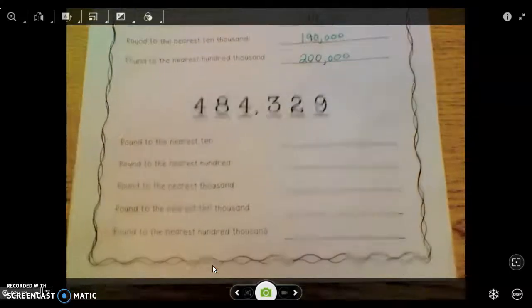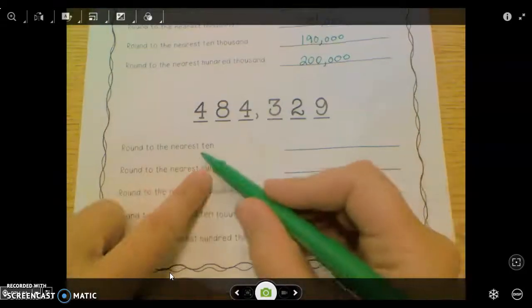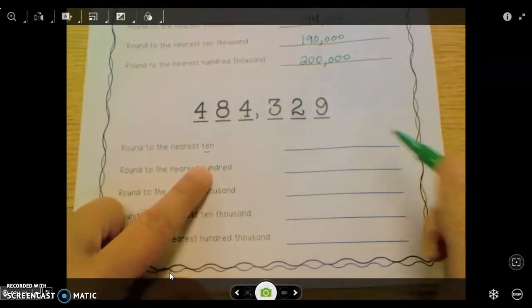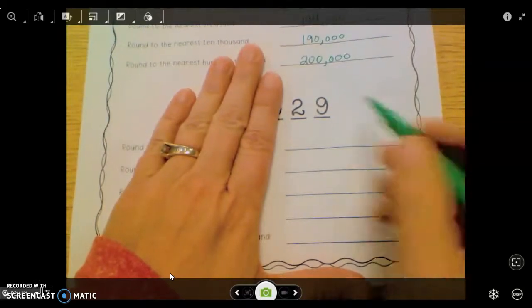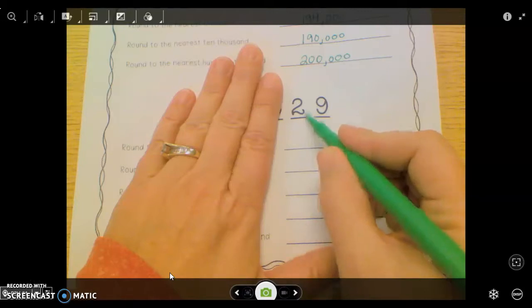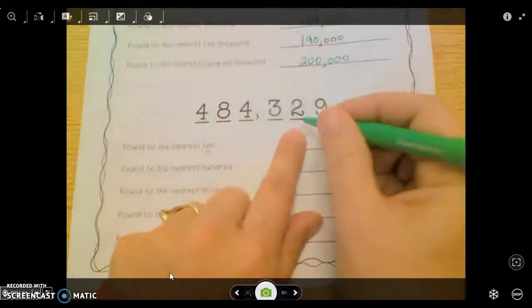Okay, let's do the bottom together. Okay, make sure you're writing along with me. Okay, I'm going to round this number to the nearest 10, 484,329. So I'm going to cover up those other numbers. I know that I need to include them, but I'm going to cover them up for now. So I want to know, is 29 closer to the 20 or one more 10, 30? Right, it's closer to 30. So I'm going to round 29 to 30.